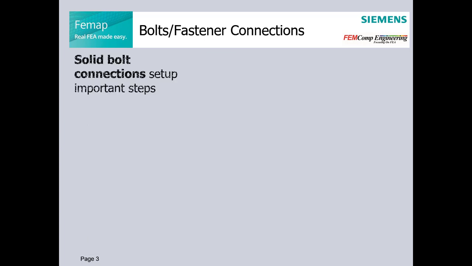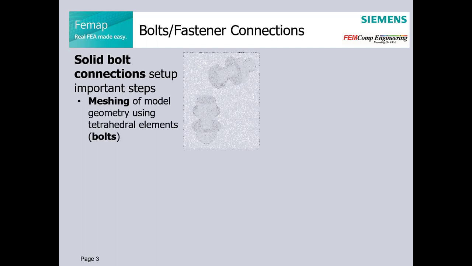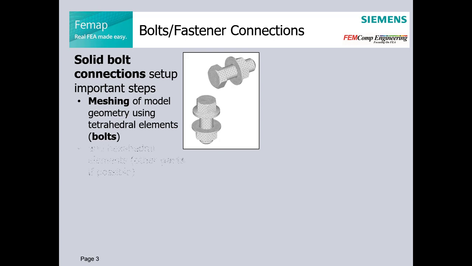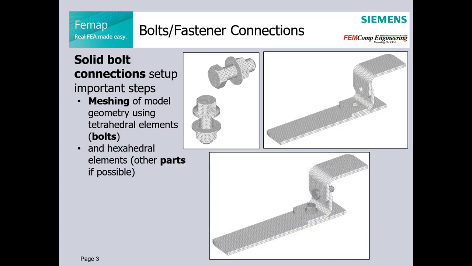Geometry of solid bolts and nuts will be meshed using tetrahedra solid elements, while the rest of geometry, if possible, using hexahedral elements. Hexahedral elements are less stiff, and in this way give more accurate results, especially when a nonlinear contact behavior is evaluated. Let us see how it can be done in the following FEMAP example.